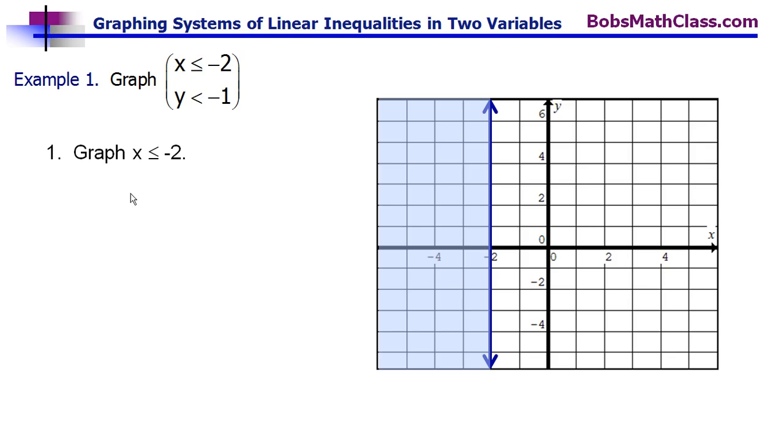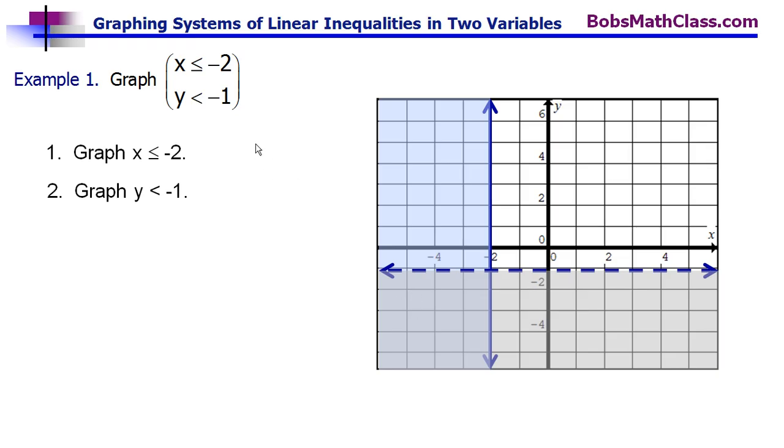Okay. Now let's go to the next inequality, y less than -1. When we have y equals -1, that's a horizontal line. Just go to -1 on the y-axis and draw your horizontal line. And it's dashed because it does not have the equal sign. So less than, we're going to shade below. So shade below the line.